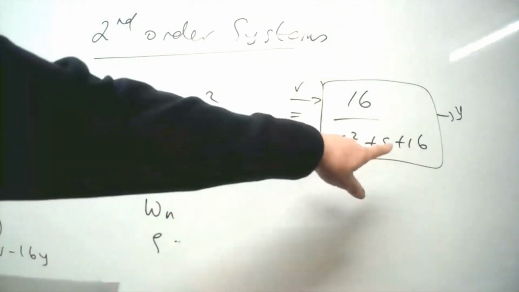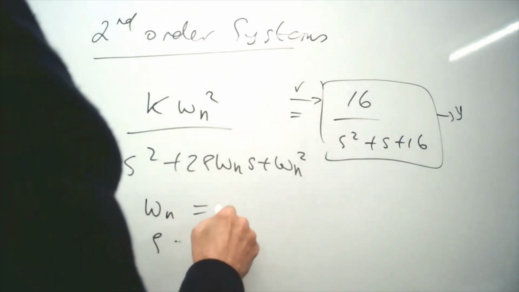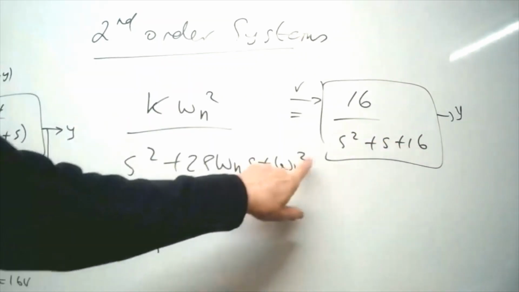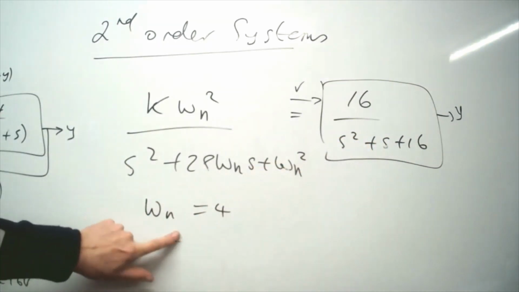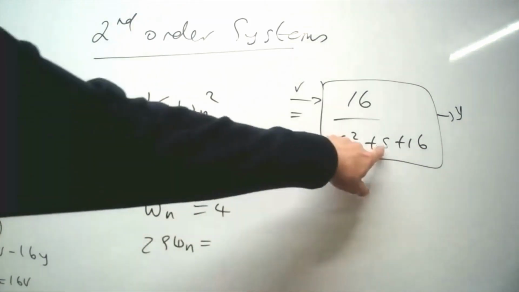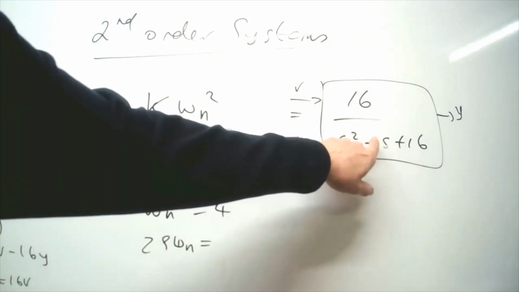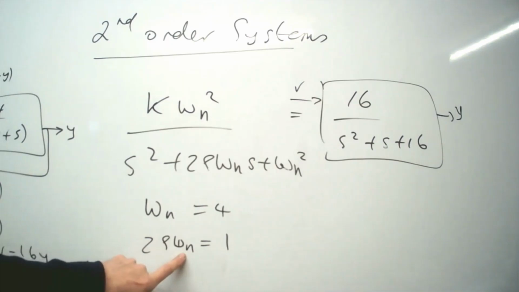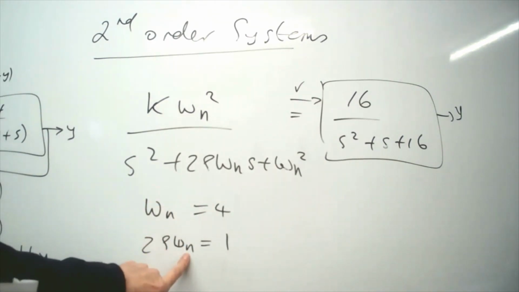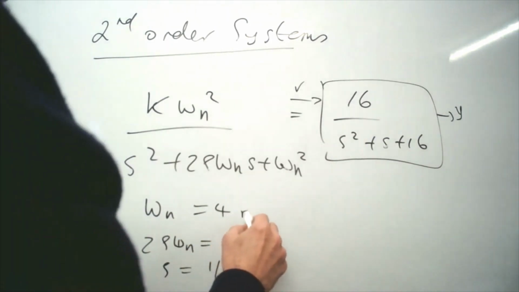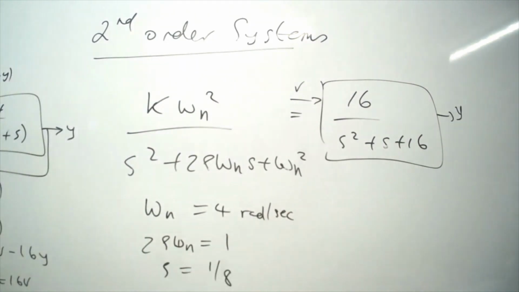So I've made the question quite nice. 4 fours are 16. Square root of 16 is 4. So omega n is 4. We then know that 2 zeta omega n is 1, because that's got to be the same as this. So 2 zeta omega n is equal to that term there, which has the same number as this, and that's a 1 in there. You can't see it, but it's a 1 because s on its own means 1 times s. But we know now that omega n is 4. So 2 times 4 is 8. So zeta is 1 over 8. So the answer was, you have to put units on these. This is in radians per second. So omega n is 4 radians per second, and damping ratio is 1 over 8.